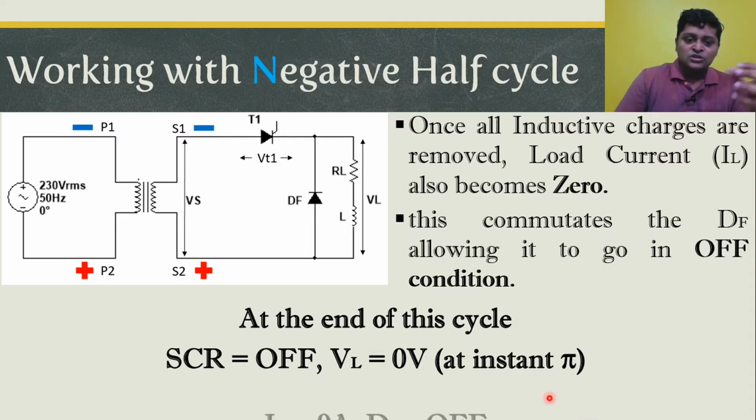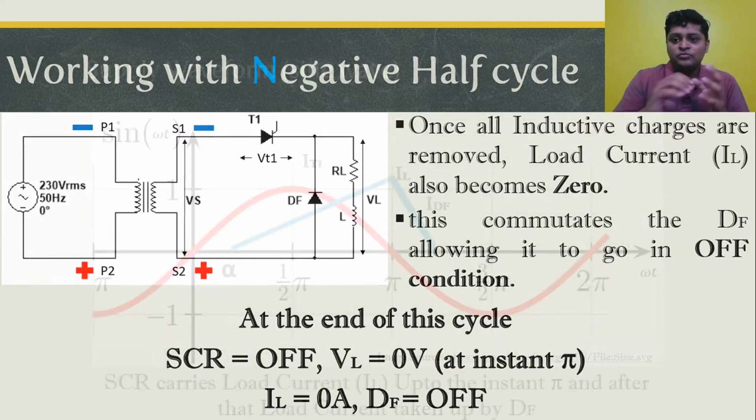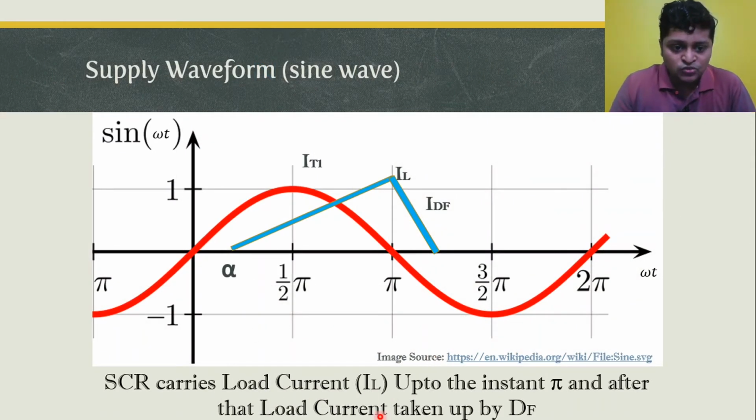Now once all the inductive charges are completely removed, the freewheeling diode can go into the off condition. So at the end of this cycle, the SCR is in off condition, the diode is in off condition, no load voltage, no load current. That is what we discussed in the previous cycle.